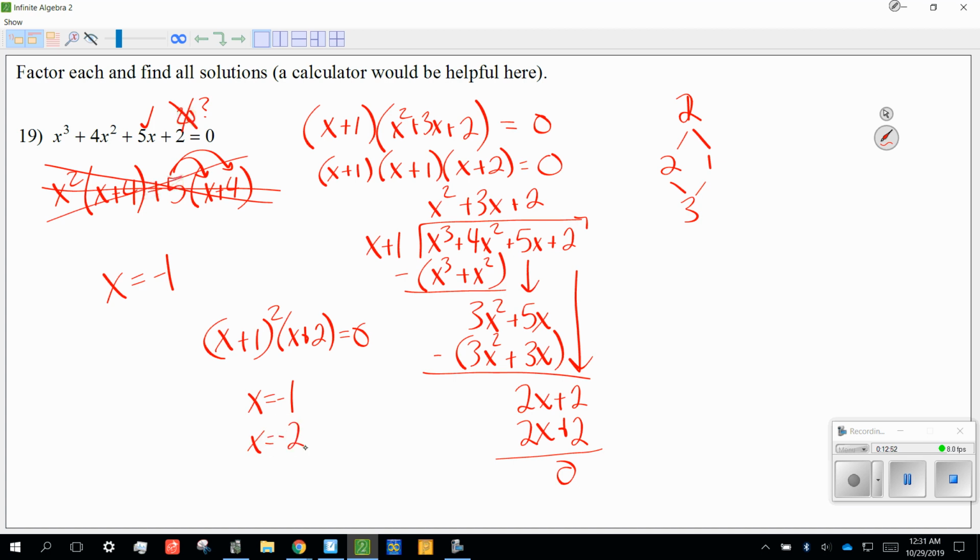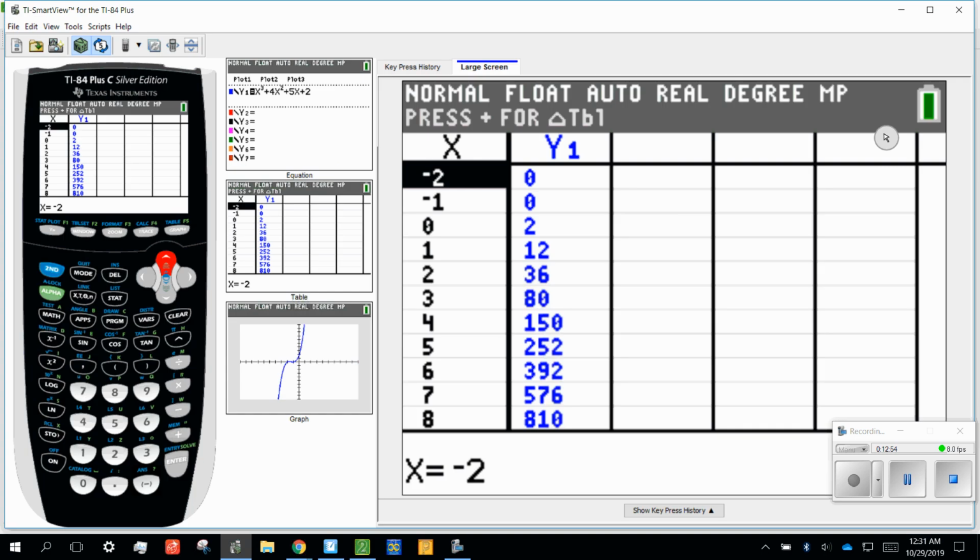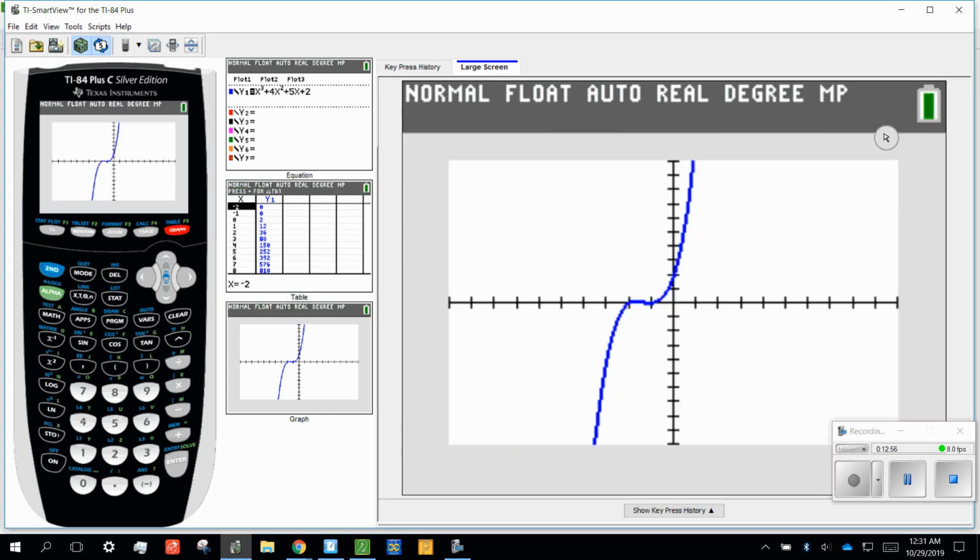And that's precisely what we see in our graph. Let's go back and look at the graph. It's kind of fuzzy, kind of hard to see on this grainy picture. If we zoomed in, you could see that it actually crosses through at -2, and then it comes back down and just bounces off the x-axis right at -1.